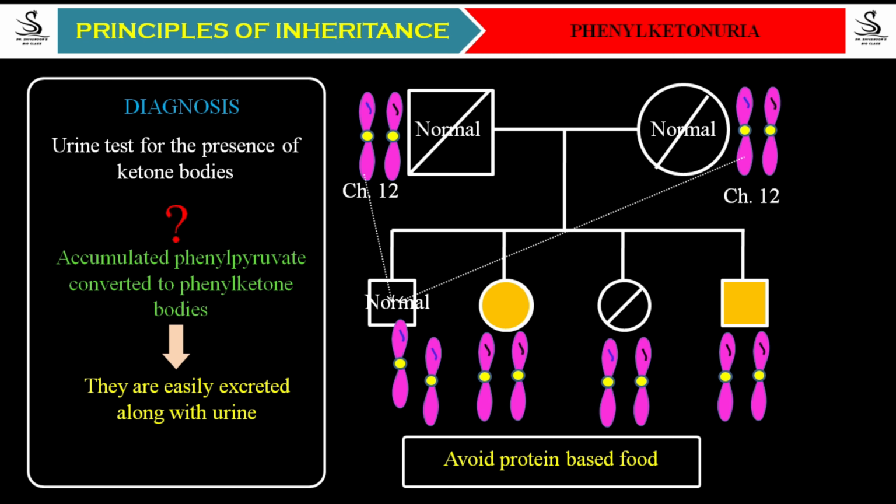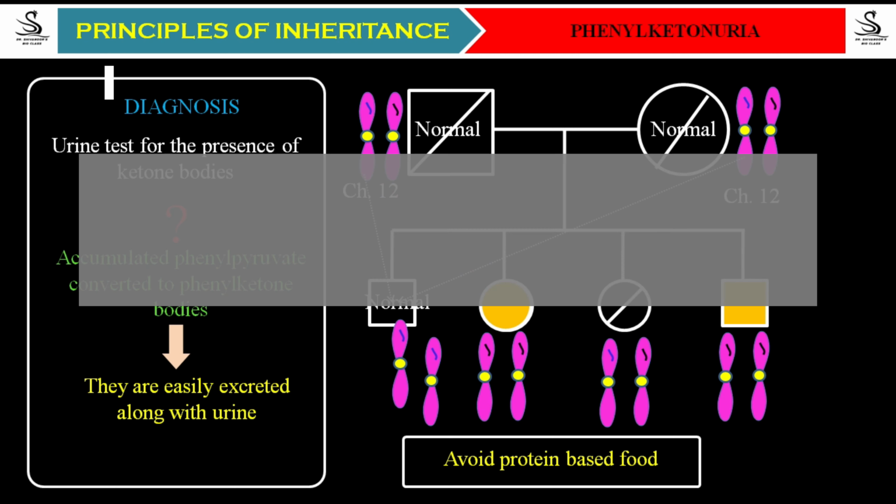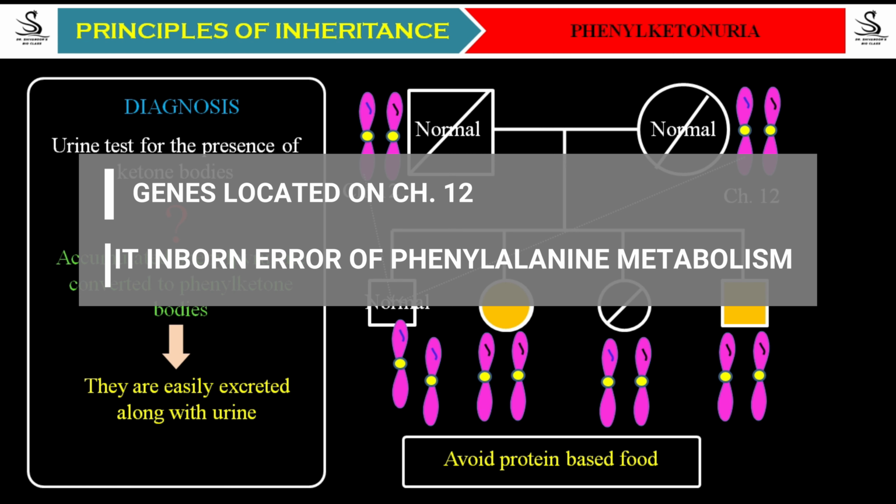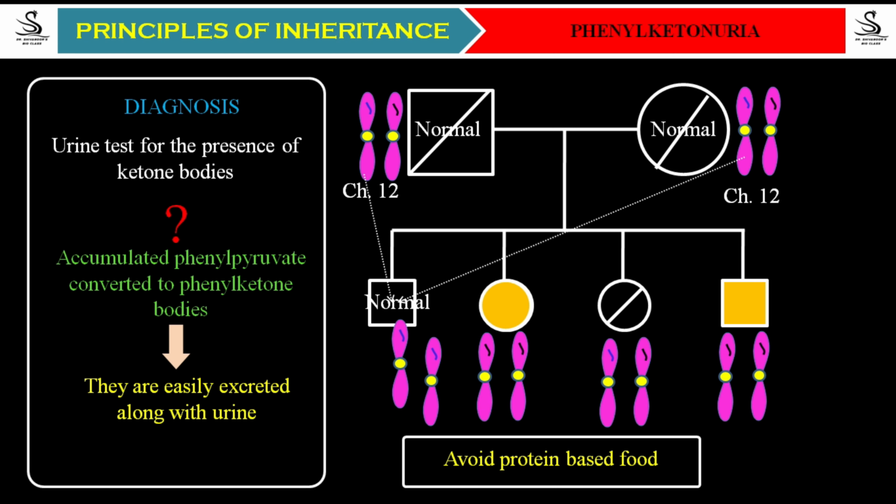This is all about phenylketonuria. I hope you have all properly understood about phenylketonuria. Remember that the gene is found on chromosome number 12, and this is an inborn error of metabolism of the amino acid phenylalanine. Phenylalanine normally has to be converted into tyrosine, but if the child has received both affected genes, then what will happen? The phenylalanine hydroxylase enzyme won't get produced. Hence phenylalanine won't convert into tyrosine.